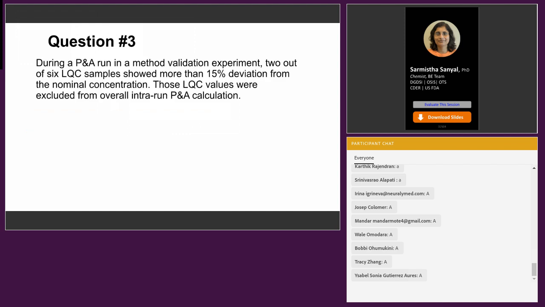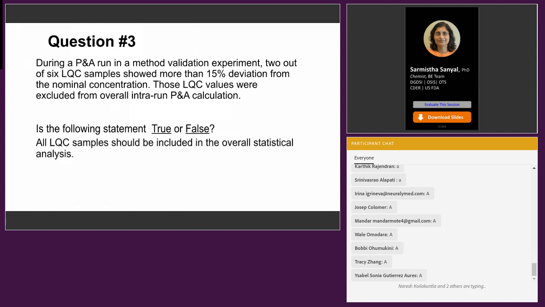The question is, during a precision and accuracy run in a method validation experiment, 2 out of 6 LQC samples showed more than 15% deviation from the nominal concentration. Those LQC values were excluded from the overall intra-run precision and accuracy calculation. Now, what do you think about the following statement? Is it true or false? And the statement is, all LQC samples should be included in the overall statistical analysis.